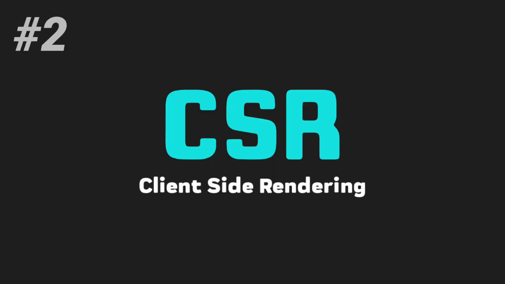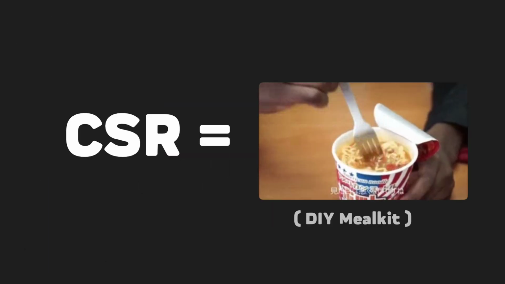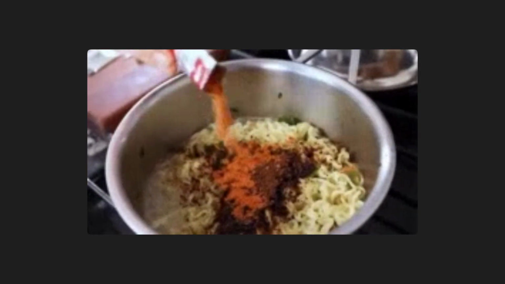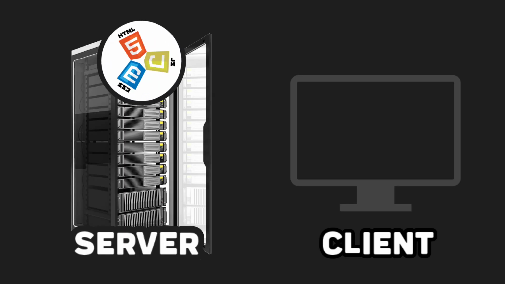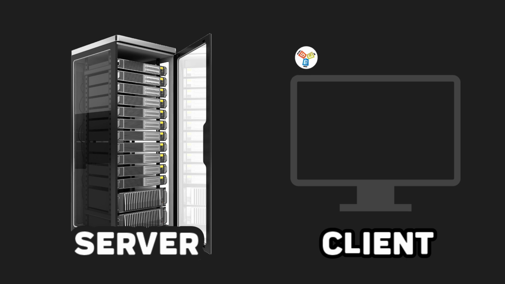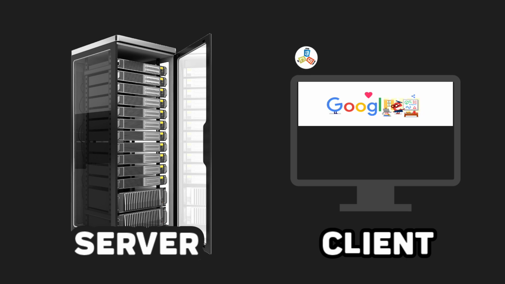Then we have CSR. Client-side rendering is a DIY meal kit of the web. When customers arrive, you hand them an empty plate and a box of ingredients with instructions. They take everything back to their table and assemble the meal themselves. Your server sends a basic HTML shell and JavaScript files. The user's browser downloads everything, reads the instructions, fetches data from APIs, and builds the entire page locally.